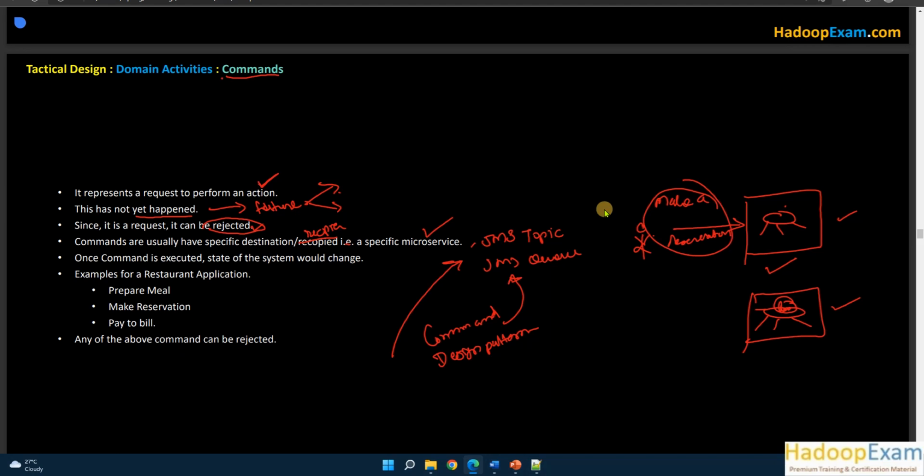Some examples of commands here: prepare meal is a command you can give to a chef, make reservation you can give to a server, and after your meal is done, you can pay the bill. So the system state changes. Any of the above commands can be rejected, correct. It's like food is yet to be finished and you want to order something else, so this can be rejected. Make a reservation: if there is no availability of the table, the command can be rejected. Prepare a meal: because the ingredients of the food are not available, this particular meal cannot be prepared, so this kind of command can be rejected.